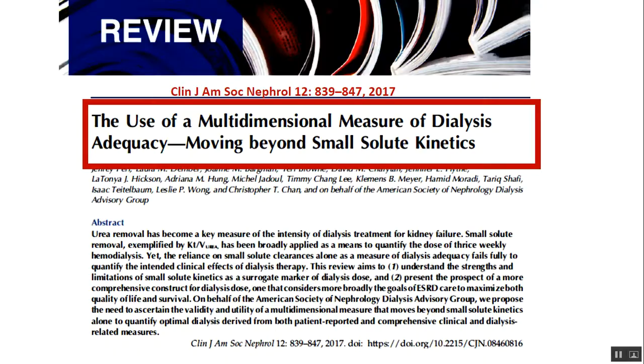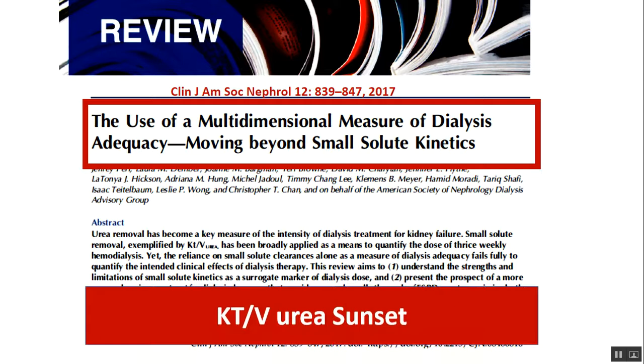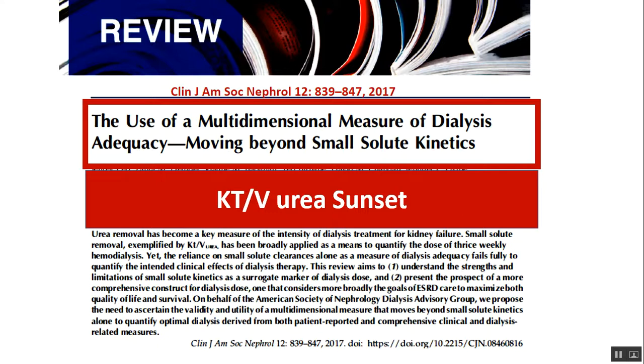The multidimensional measure of dialysis adequacy is moving beyond small solute kinetics. There is no longer any need to talk only about urea removal, because uremic toxins in the middle molecule range are expanding. We have uremic toxins of 40,000 and 50,000 Daltons, while urea is just 60 Daltons. So it's beyond that. We can move from small molecule achievement of dialysis adequacy to middle molecules and much bigger molecules.